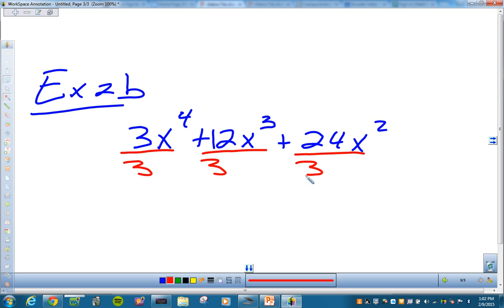Riley, what's the smallest number of x's? X to what power? X to the second. That's where I divide out.